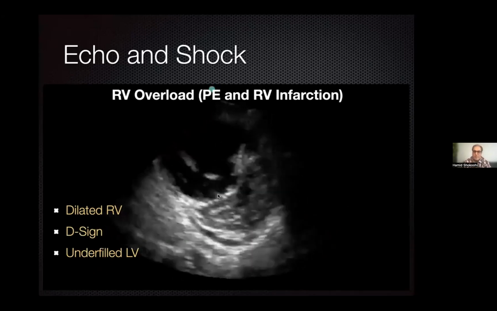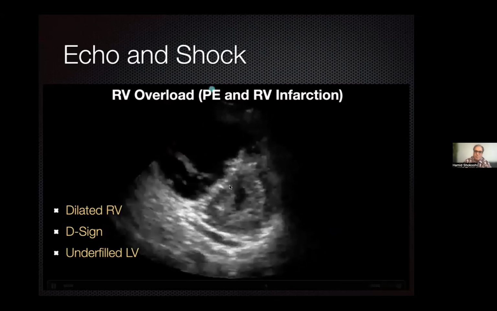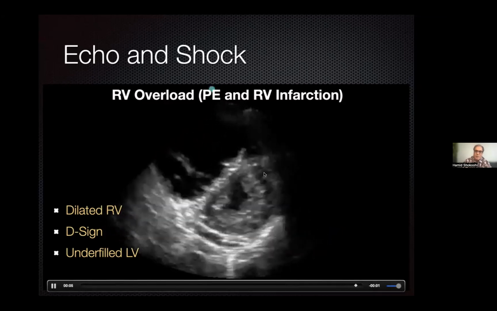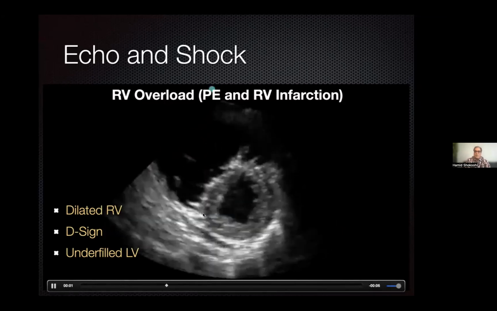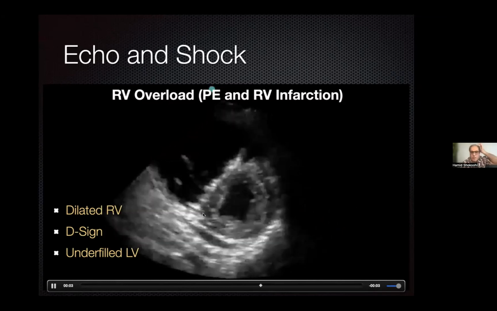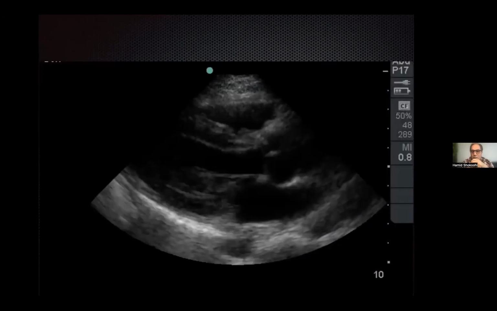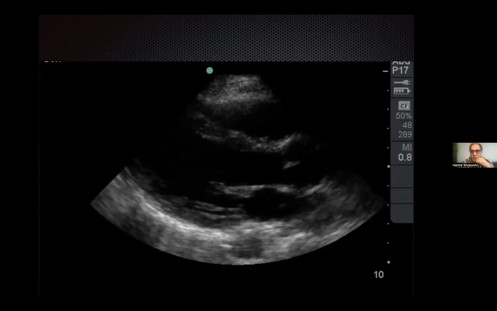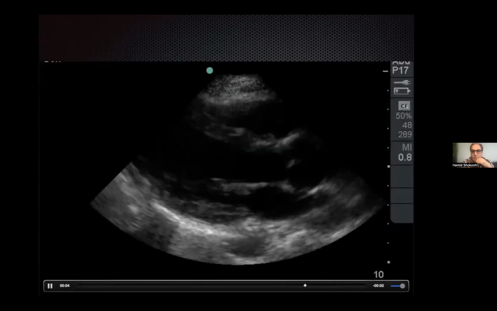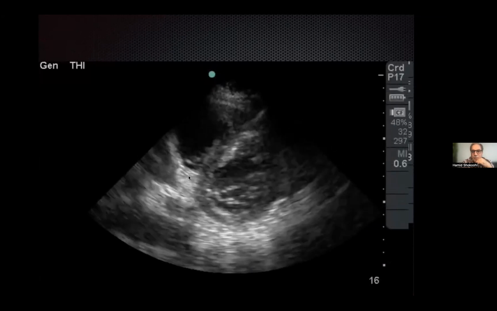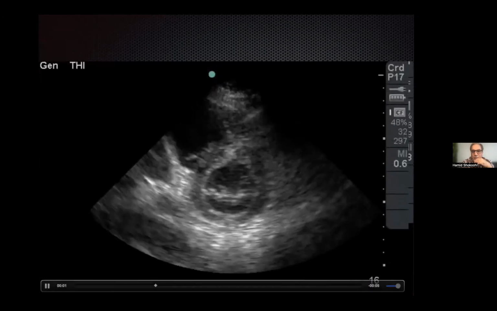You see that D sign, where the septum is completely deviated toward the LV. And that's the main reason these cases come with shock and hypotension. This is another picture of the cardiogenic one. You see a dilated RV in here.